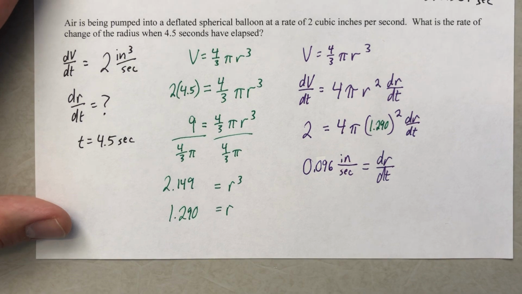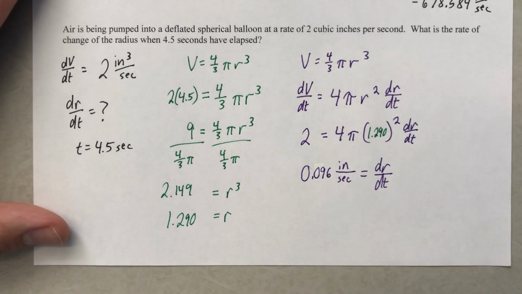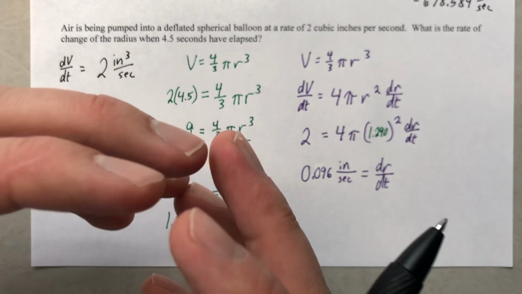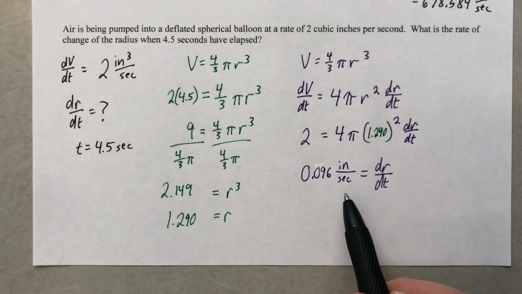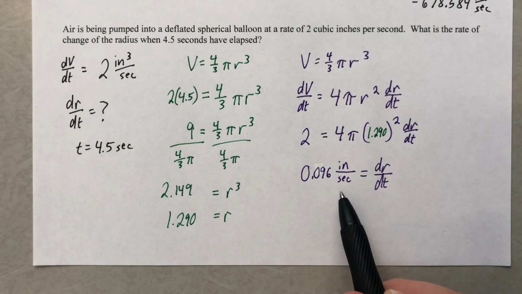0.096 inches per second when 4.5 seconds have elapsed. Constant volume increase, and now the radius is changing at differing rates.